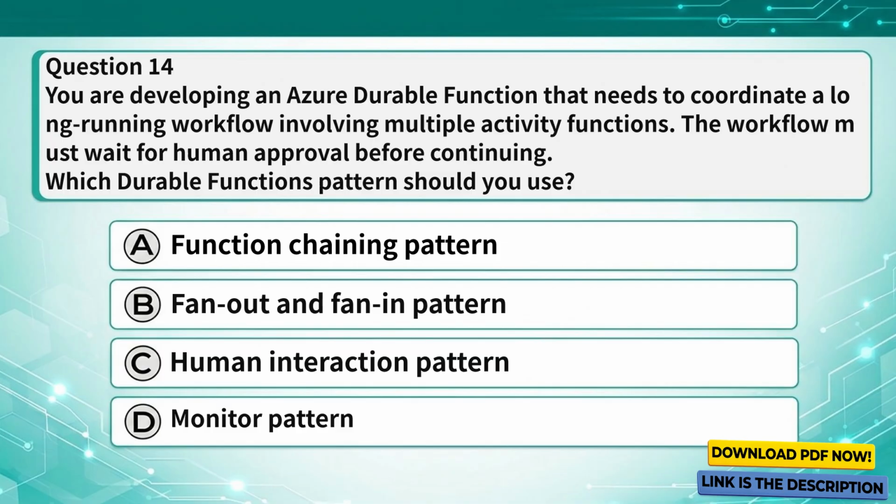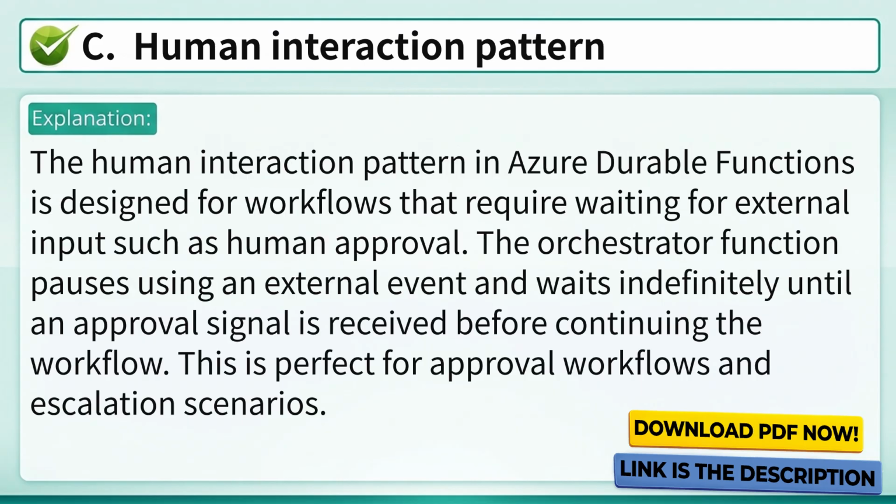Question 14. You are developing an Azure Durable Function that needs to coordinate a long-running workflow involving multiple activity functions. The workflow must wait for human approval before continuing. Which Durable Functions pattern should you use? A. Function chaining pattern. B. Fan-out and fan-in pattern. C. Human interaction pattern. D. Monitor pattern.